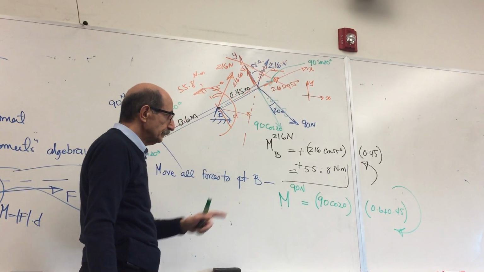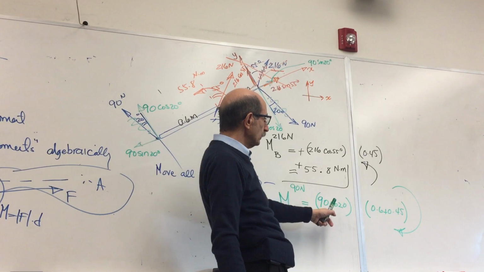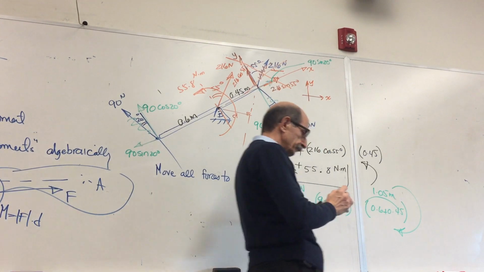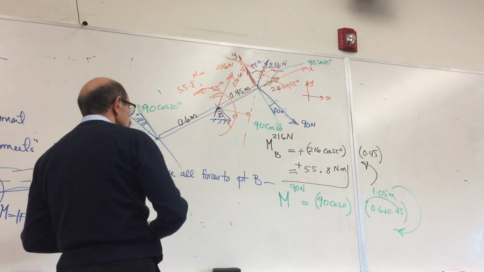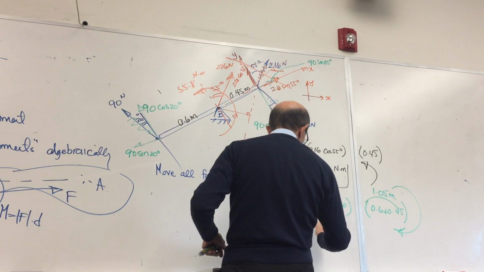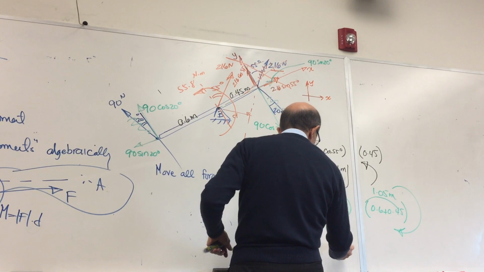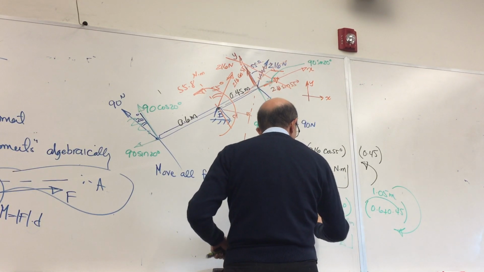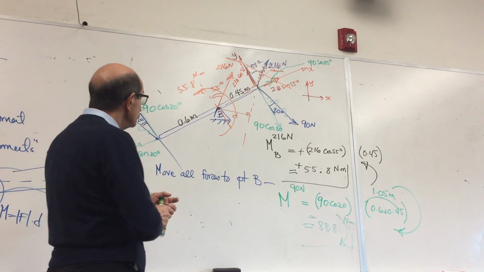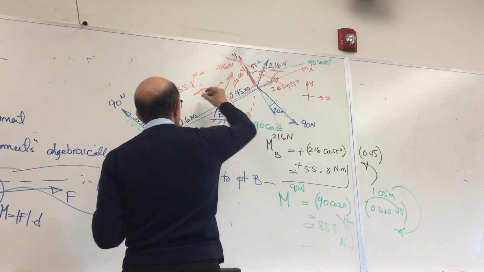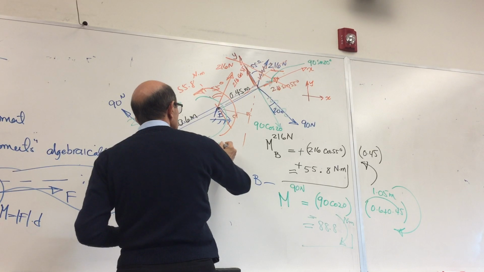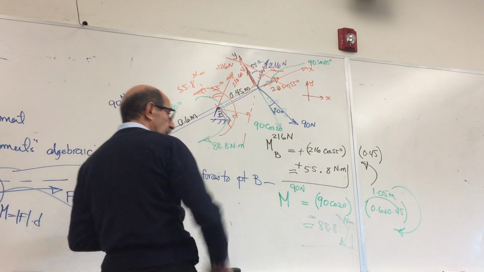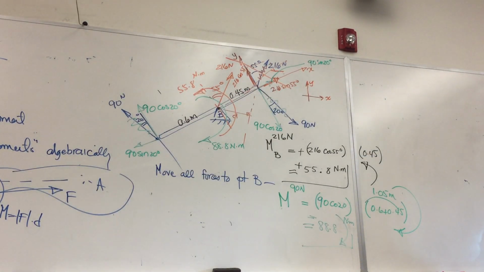and it is acting clockwise, or negative. So could you give me this number, 90 times cosine 20 times 1.05 meters? That would be 88.8. 88.8 Newton meters clockwise. That is negative. So I will need to put that also in there, right? So I have 88.8 Newton meter.